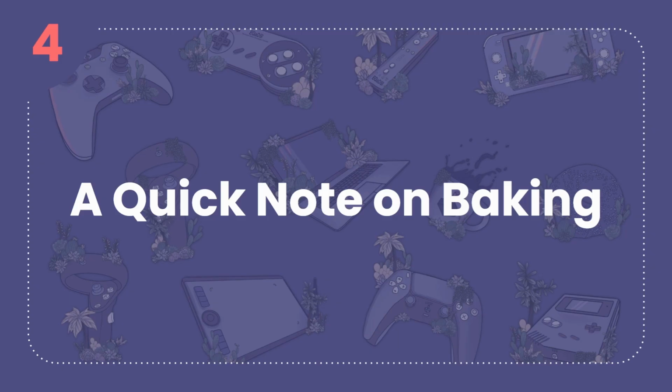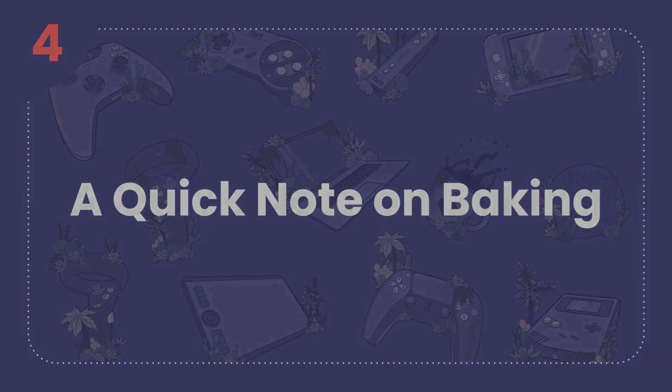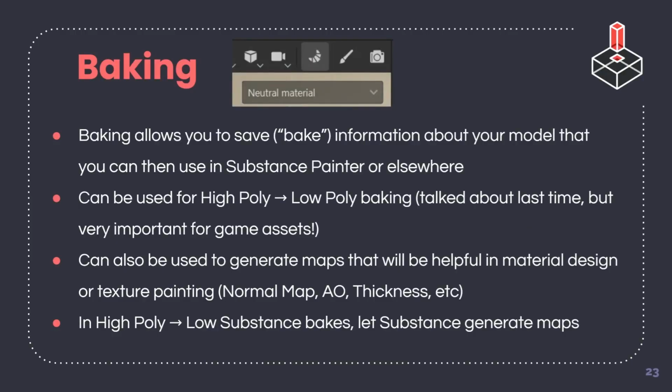Okay, now we're going to have a quick note on baking. I do think that baking is really fun in Blender because they have this cute little croissant at the top, and that's adorable. Okay, baking allows you to save bake information about your model that you can then use in Substance Painter or elsewhere to help with your material design or your texture painting. Baking is basically creating maps related to the contents of a 3D object.